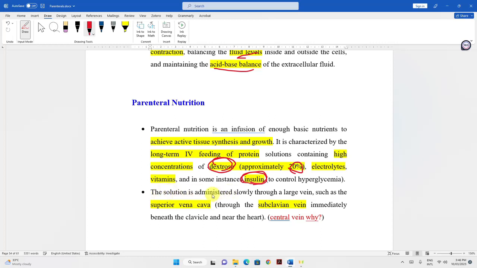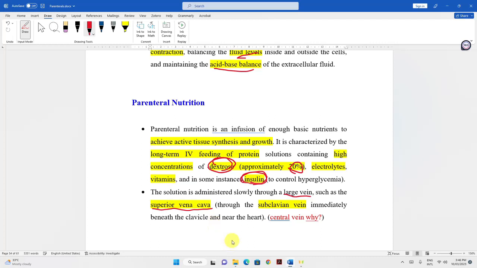Now, if it is a high concentration, then we have to administer the preparation through a large vein. We cannot administer it in a small vein. And the large vein is the superior vena cava.